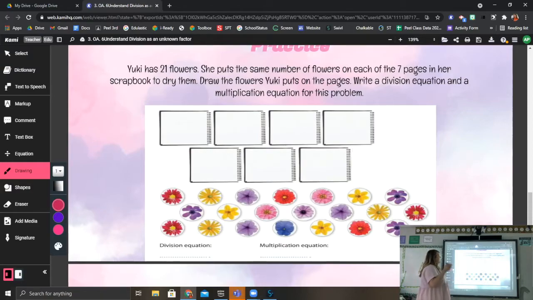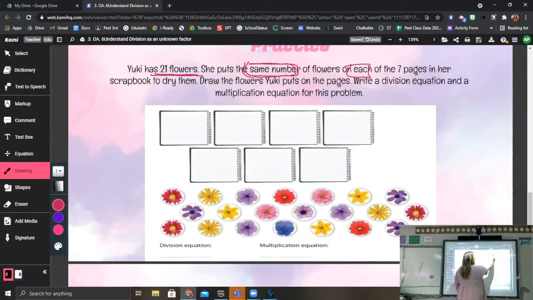So, we know the total. So we know that Yuki has 21 flowers. She puts the same number of flowers on each of the 7 pages in her scrapbook to dry them. We can't get more flowers. She only has 21, so that's going to be our total. Because we know our total and we see the word each, this is going to be a division problem. So we have 21 divided by 7.